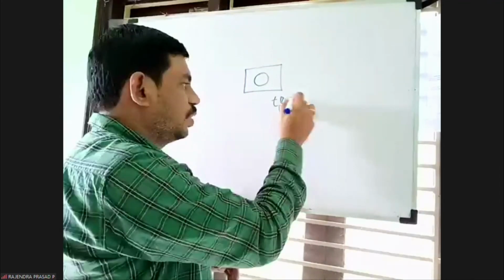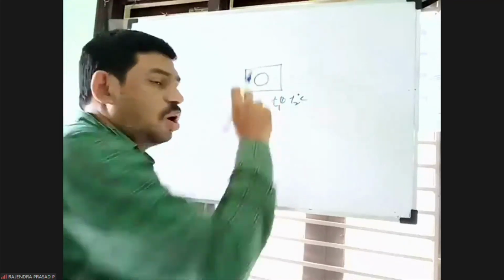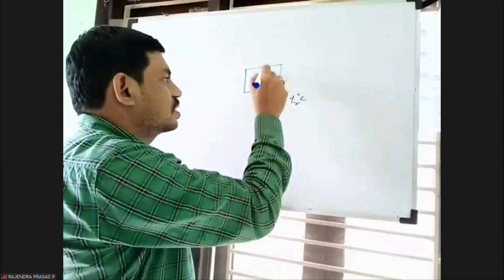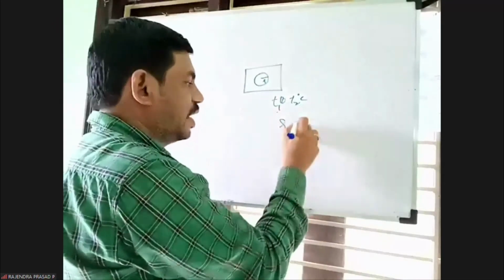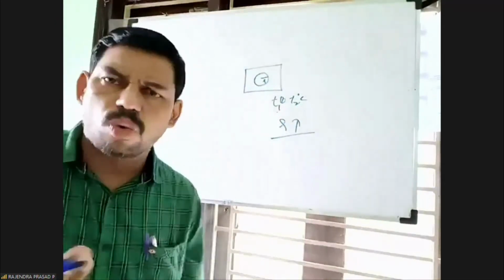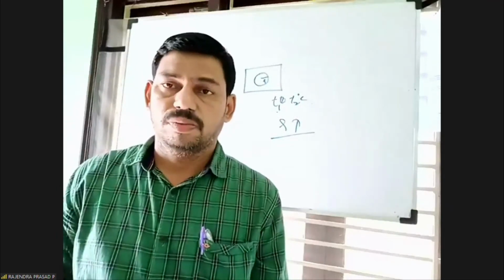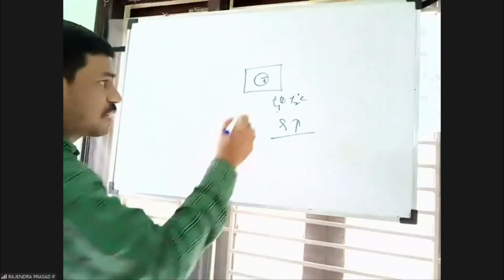It is heated from temperature T1 degrees to T2 degrees. So does the radius of the hole increase or decrease? Increases. When the temperature increases from T1 to T2, the radius also increases. How, sir?